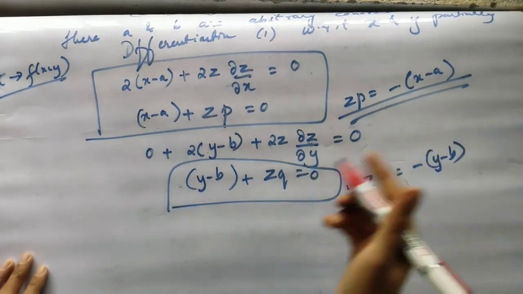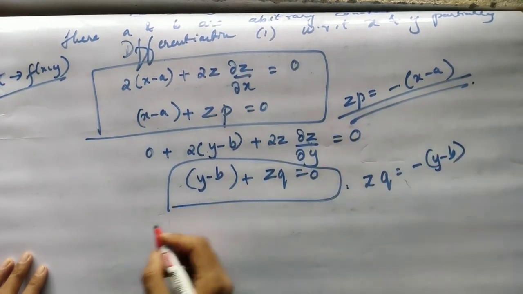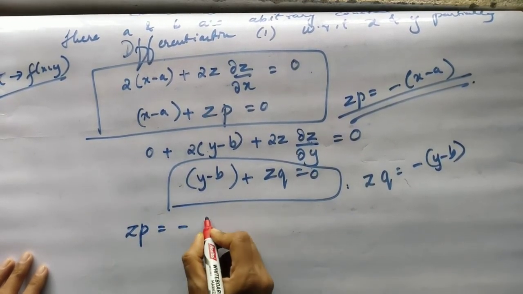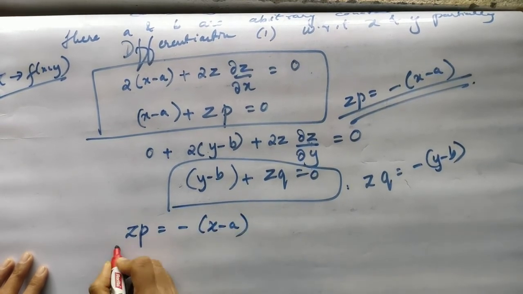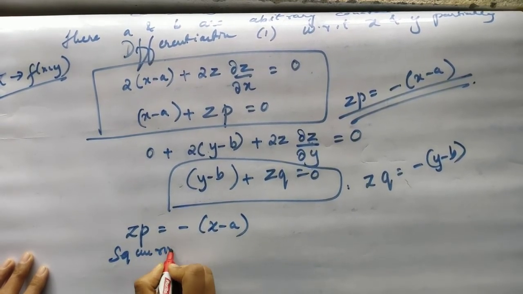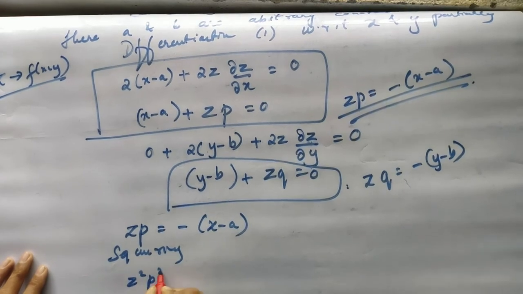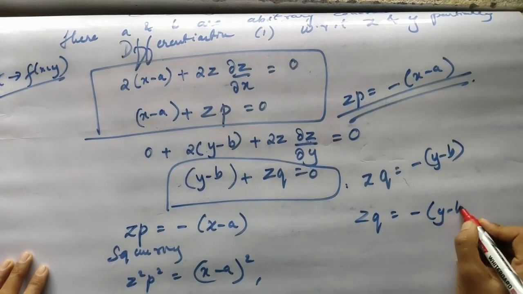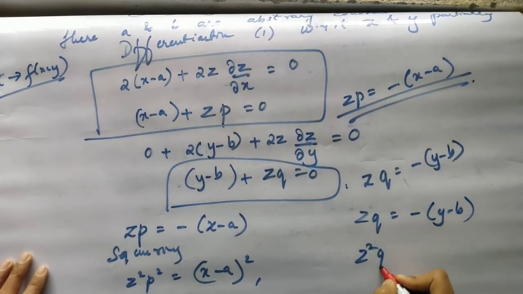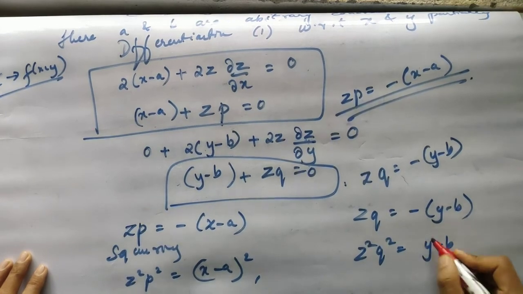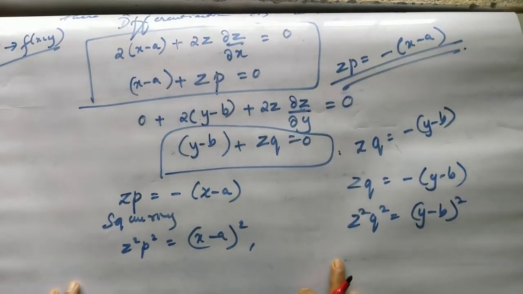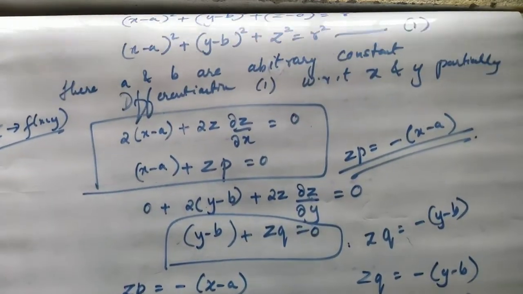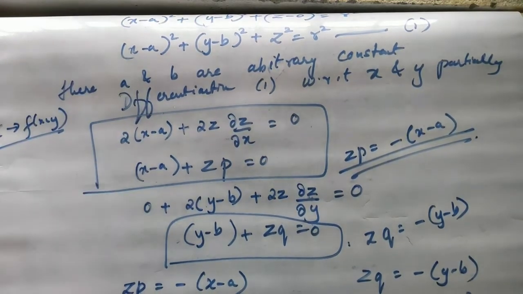Or I can square on both sides of these equations. So z into p is equal to minus of (x minus a); squaring, what do you get? Squaring, z square p square will be (x minus a) whole square, or no? Similarly, z into q is equal to minus of (y minus b); squaring, what do you get? z square q square will be (y minus b) whole square, as the minus sign whole square is plus. So you get this. So these brackets you have already got. Let us substitute that in this equation 1.